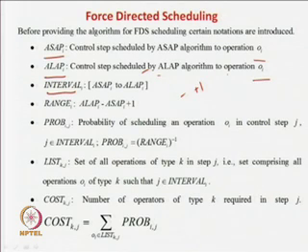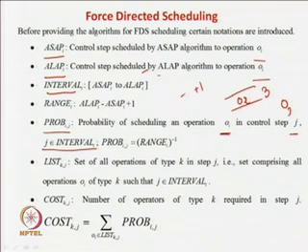Then probability ij is the probability of scheduling operation i in step j. Step j should be in interval i. So if there is an operation O2 and, say, time step 3, the probability says what is the probability of scheduling operation 2 in time step 3. Step 3 should be within the interval of O2, because O2 should be feasible to schedule in time step 3. And the probability of this is 1 by range.